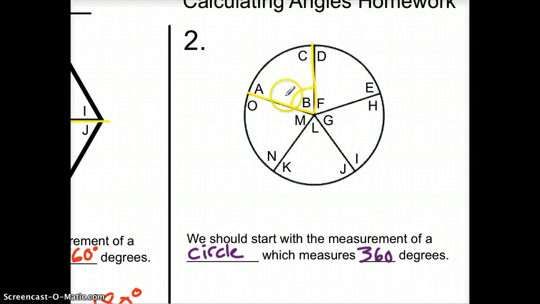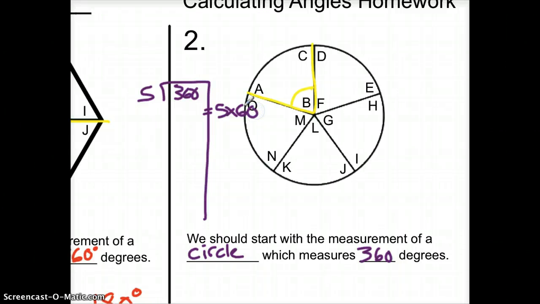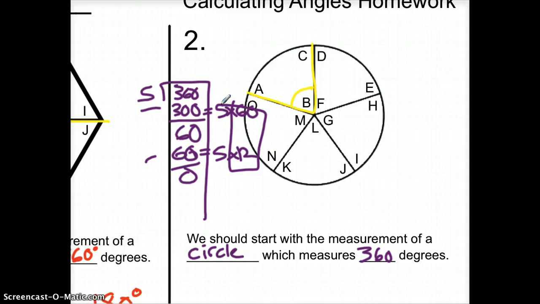I know a circle is 360 degrees, and there's 1, 2, 3, 4, 5 parts. So I think my problem is going to be 360 divided by 5. So we can do 5 times 60. 5 times 6 is 30 plus a 0. That gives me 60 remaining. And here I'll do 5 times 12. That's 60. I have no remainder, but I have 60 plus 12 for angle B, so that is 72 degrees.